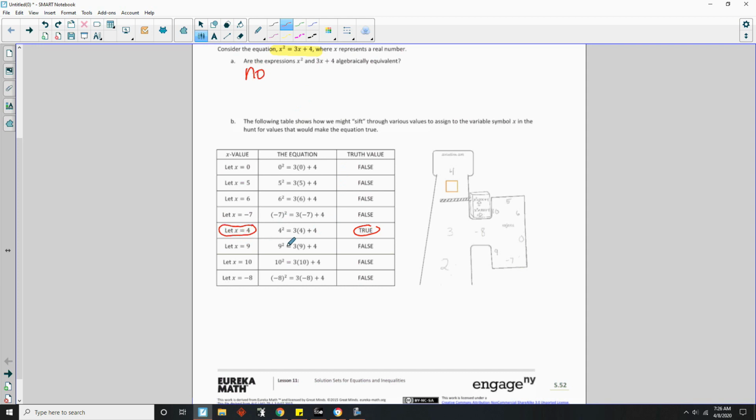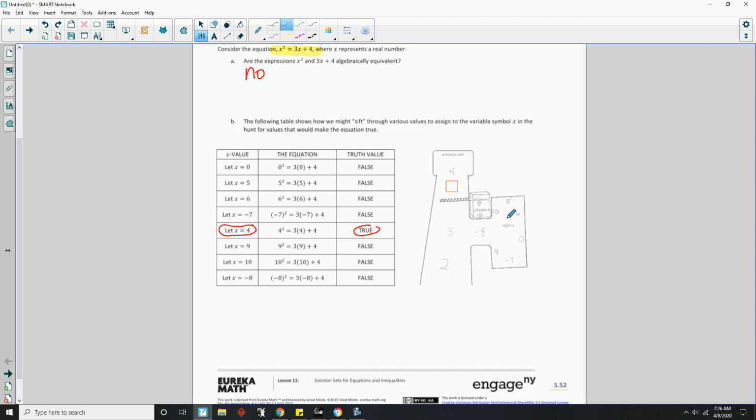Okay, so x equals 4 is a solution to this equation. Let x equal 9. 9 squared is 81. 27 plus 4 is not 81. 100 equals 34. No, it does not. False, false. 64 equals negative 24 plus 4, which is negative 20. So 64 does not equal negative 20. So that's false.